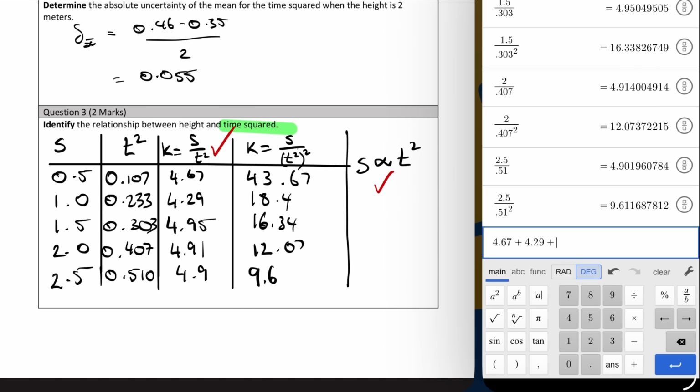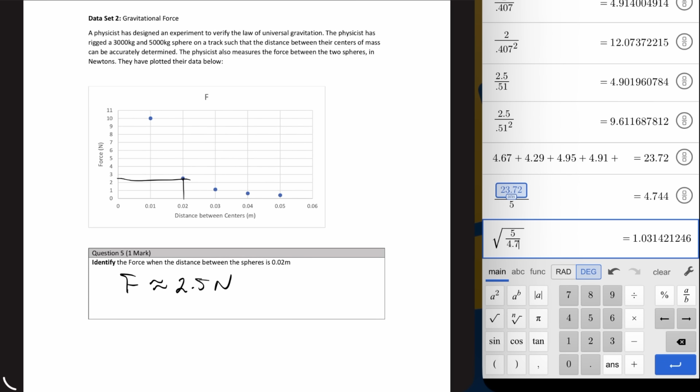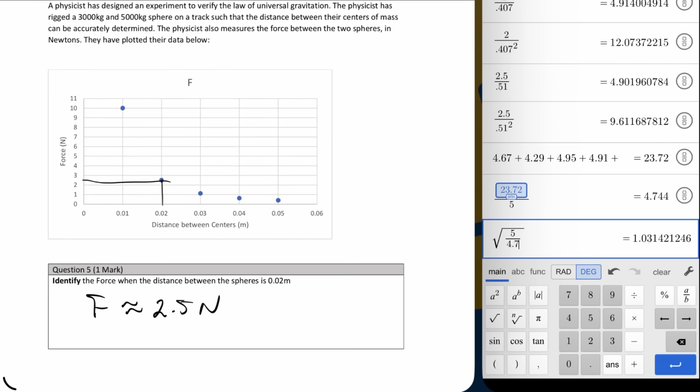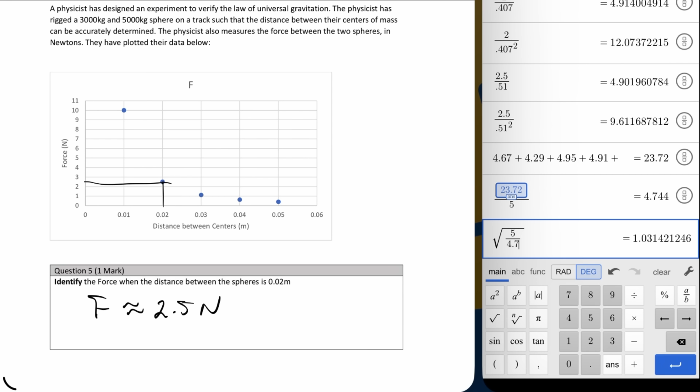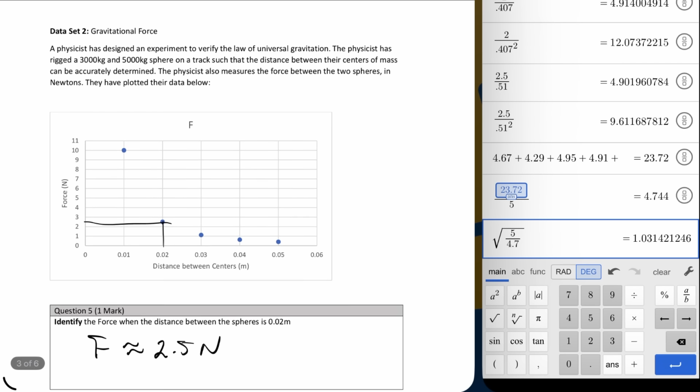The next type of data set that we could get is either a linearized or unlinearized graph. Now again, I've already filled out the easy question here, just identifying the force when the distance between these spheres is 0.2 meters. Simple reading of the graph.